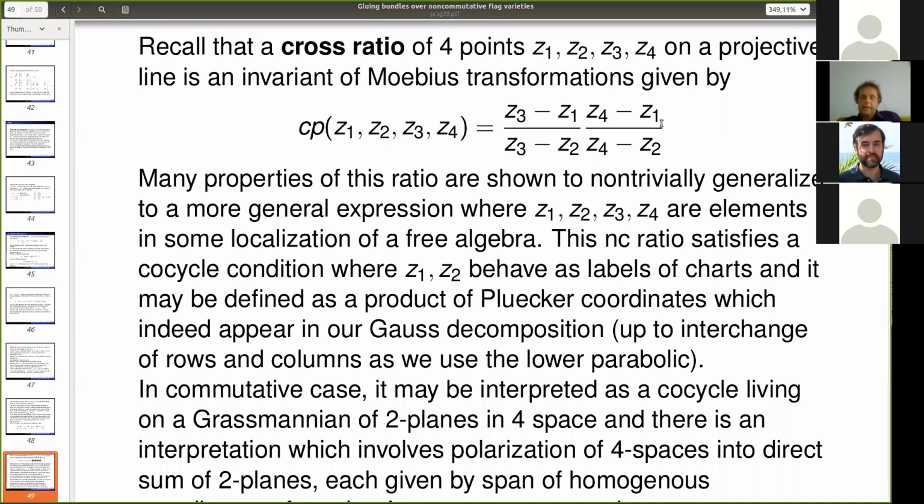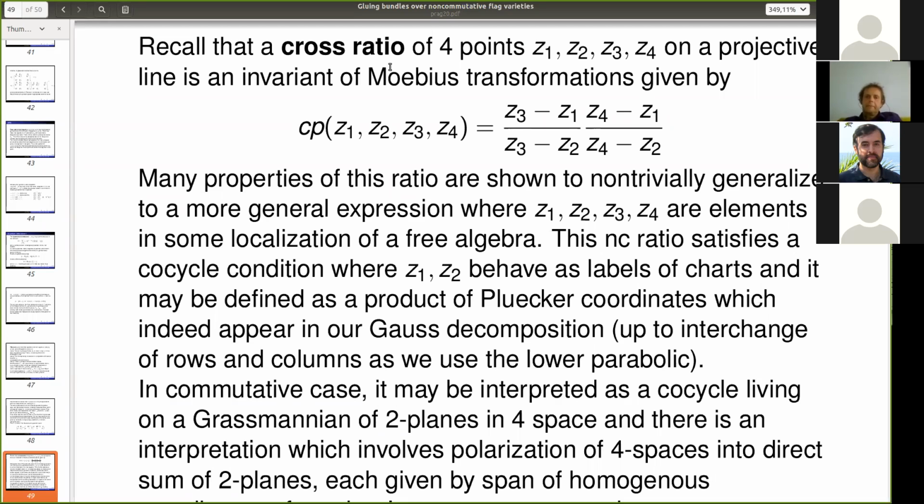this expression can be generalized, but it's ad hoc. It's just an algebraic expression which utilizes these Plücker coordinates, exactly the Plücker coordinates which appear here for the Grassmannian 2,4, the non-commutative universal one. And then many identities hold, but there is no geometrical interpretation. So I wanted to have a geometrical interpretation.